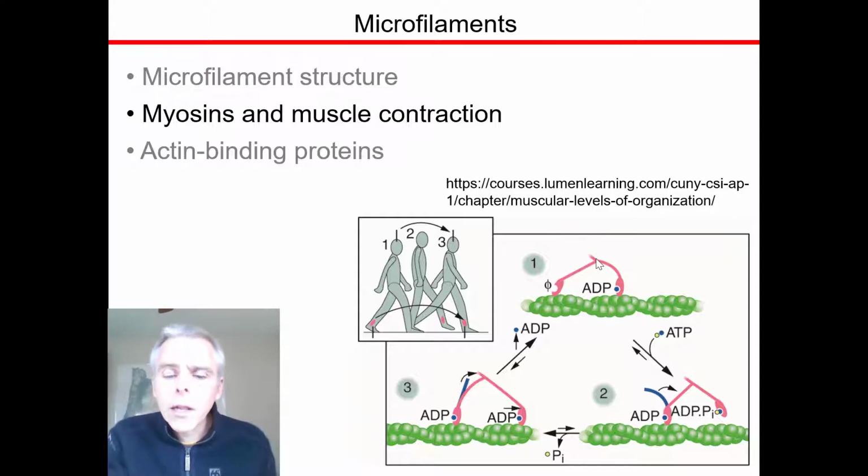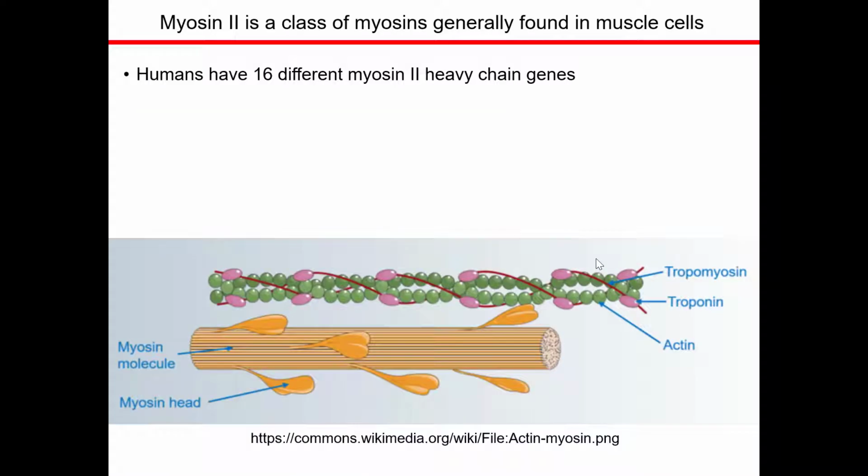Now let's take a little bit closer look at the structure of myosin 2, which is the myosin that's involved in muscle contraction. Humans have 16 different myosin 2 heavy chain genes. The key point is not the exact number of genes, but that even though I'm going to give an example of muscle contraction and talk about myosin as if it's one kind of molecule walking along actin, even the head piece of myosins in humans are coded for by a bunch of different genes. There's lots of variability in myosin motor proteins.